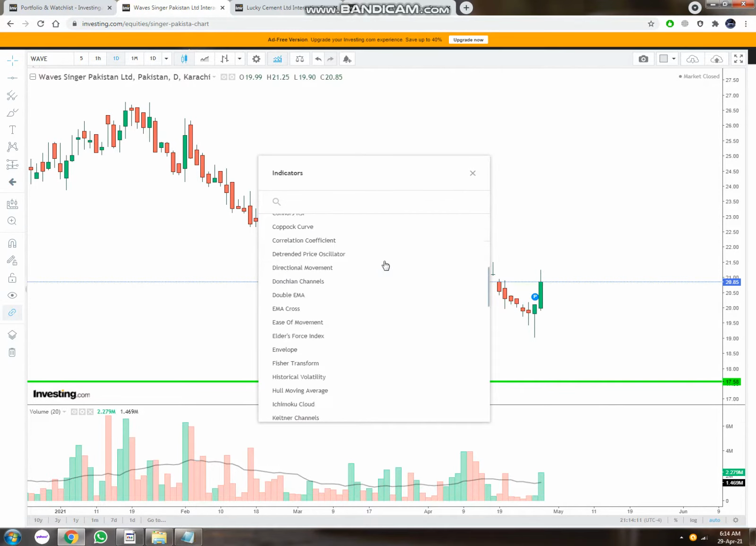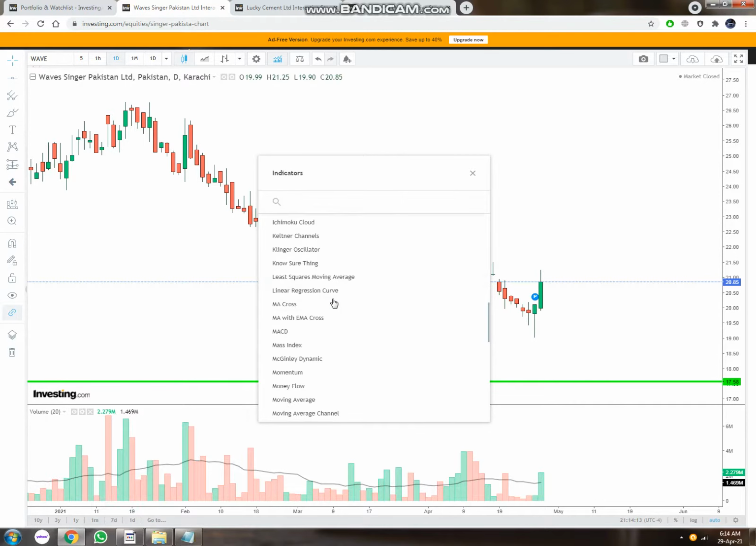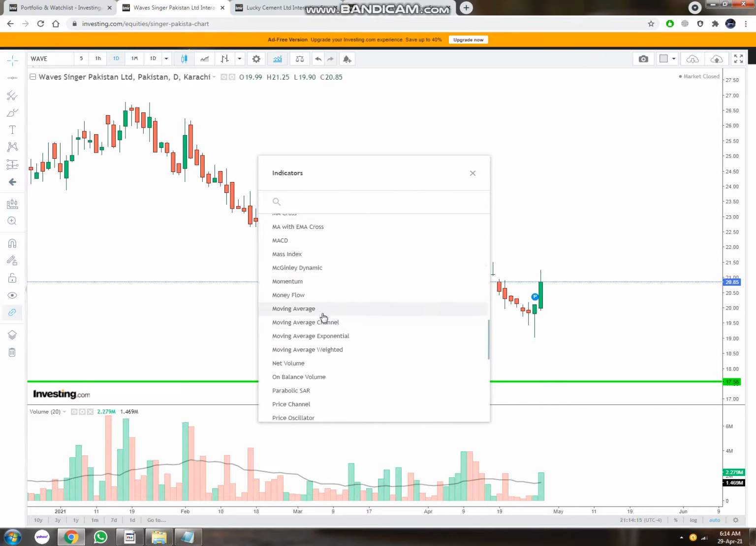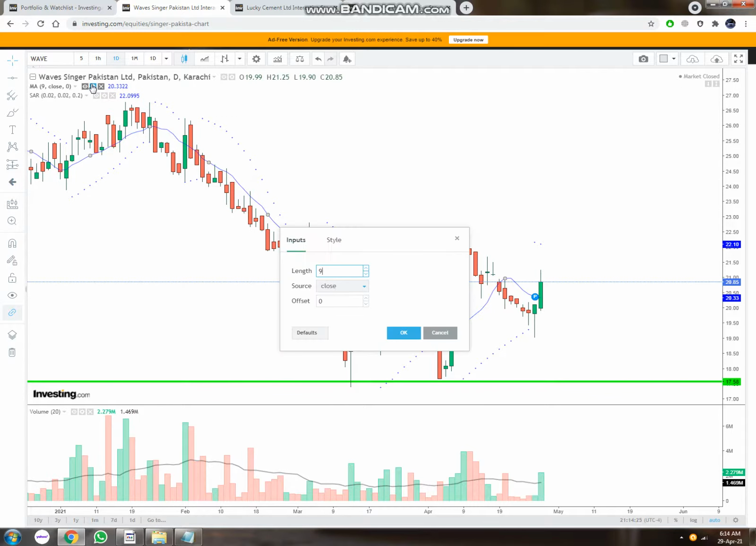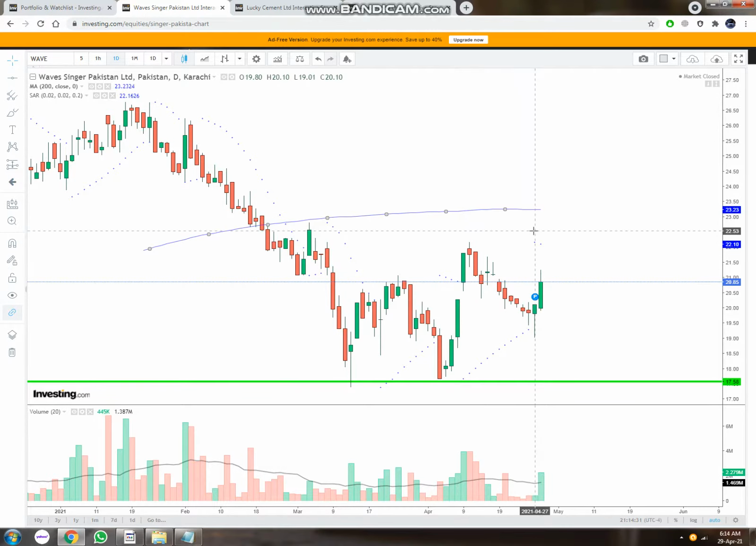I haven't pulled up indicators, the moving average and parabolic SAR. I use these two, but it depends upon you which one you use. The reason I invested in this stock is my assumption that this would go up. Now you can see this is below the 200-day moving average.